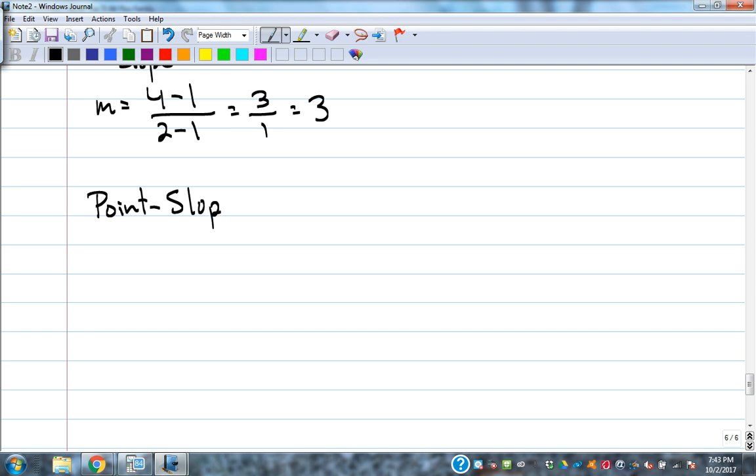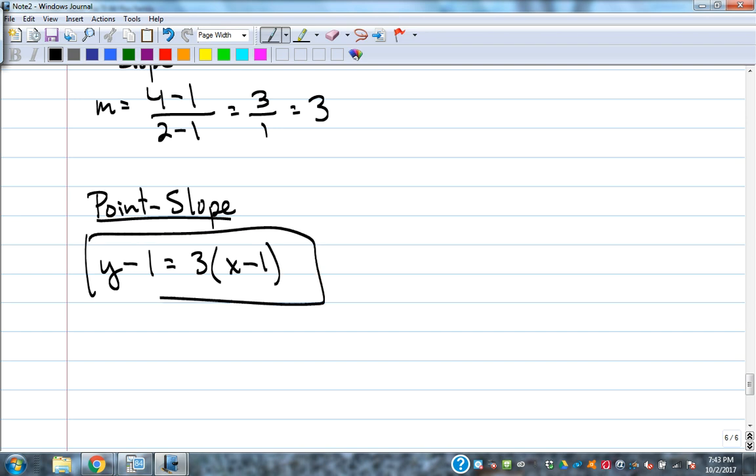Okay, so when I do my point slope form, that's the one I'm going to choose. I'm going to say y minus 1 equals 3 times x minus 1. And that's point slope form. I don't have to do any simplifying to it or anything. I'm done. And then I want to take that and put it in slope-intercept form.